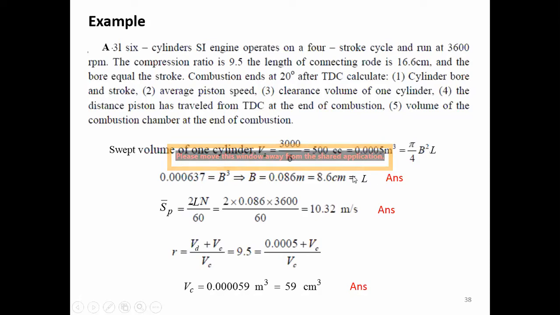Then, since we know the stroke and we know the speed, which is 3000 RPM, the mean piston speed can be calculated by this. We divide by 60 because we want the unit in meters per second for the mean piston speed. How about the clearance volume? We know the compression ratio, which is 9.5, so we can solve this equation and get the clearance volume, which is about 59 cubic centimeters.